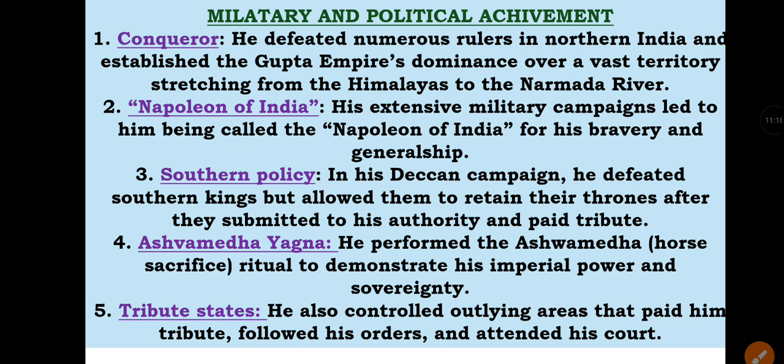So we can understand that Samudragupta was a great emperor of India, not only of the Gupta dynasty, because he conquered many places, some say from the Himalayas to the Narmada River. He was known as the Napoleon of India by some of the archaeologists. Also, he had a southern policy and tribute states where some smaller kings and generals made him their overlord and paid tribute to him, followed his orders and attended his court. Also, he performed the Ashwamedha Yajna to demonstrate and increase his imperial power.